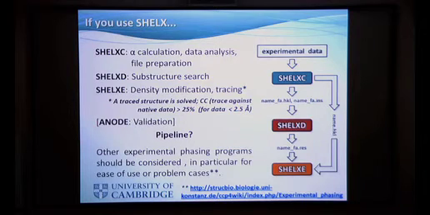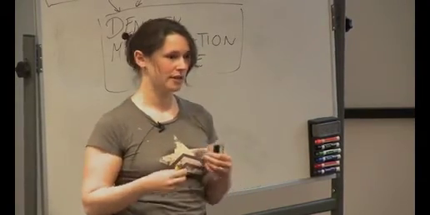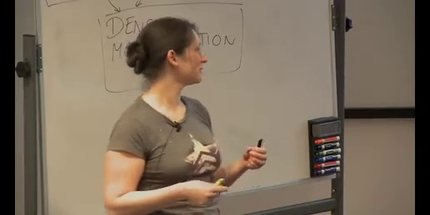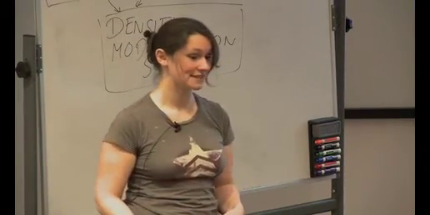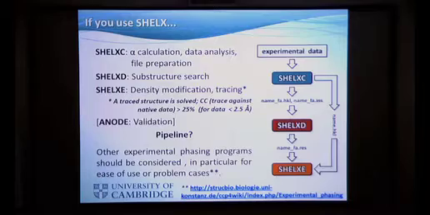There's the program ANODE for validation. I'll just talk a little bit about it after this. And there are other experimental phasing programs. If your experimental phasing with SHELX doesn't work, you should really consider them, in particular because they might have a nice GUI, or because you have a problem case and you want to do something more sophisticated, better NCS averaging, or take errors into account. Please consider using other software. A very good list of software can be found in the CCP4 wiki under this address.